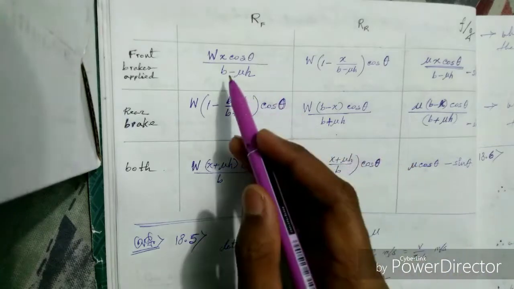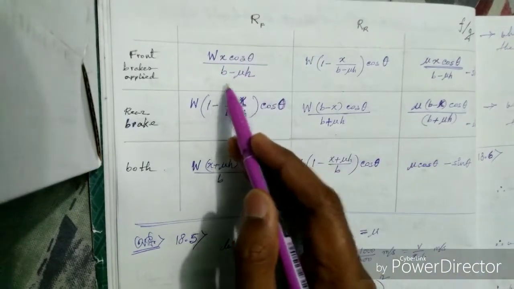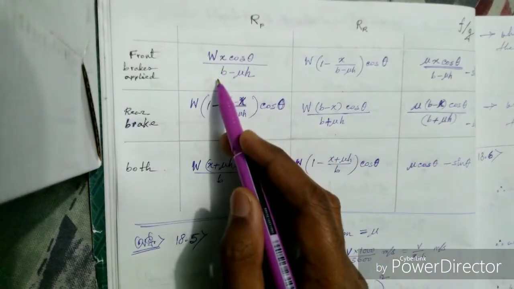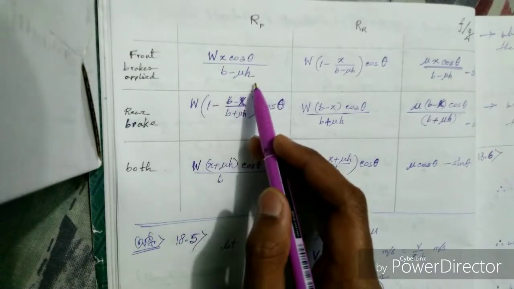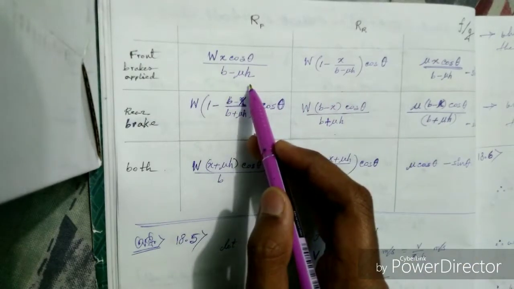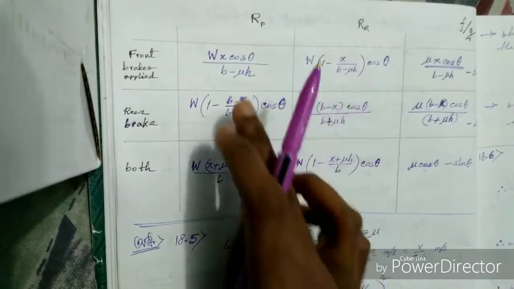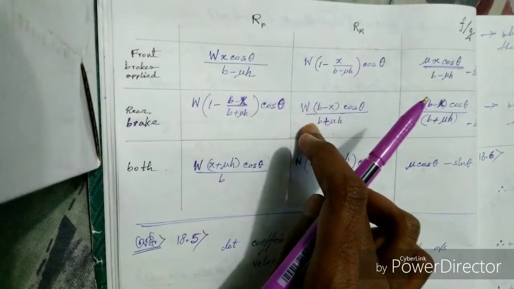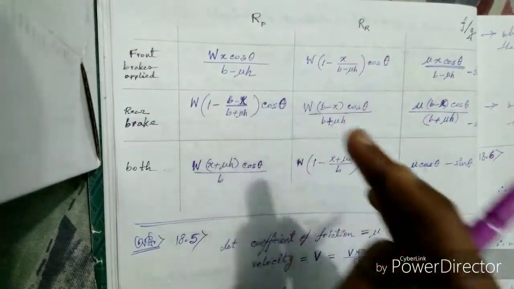Okay, so in order to make this term larger, you need to lessen this denominator, that is B minus mu H. That's why you get a B minus mu H. So I hope this will eliminate the confusion between these two things, for rear wheel case and front wheel case.